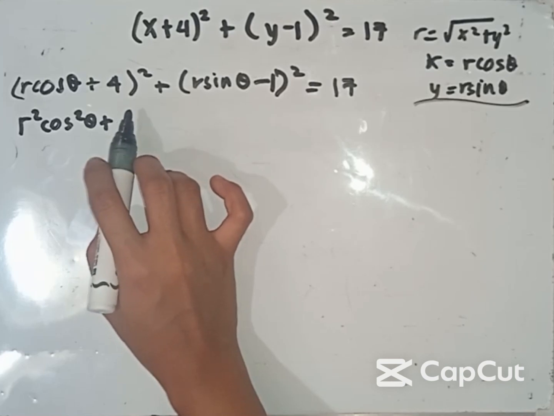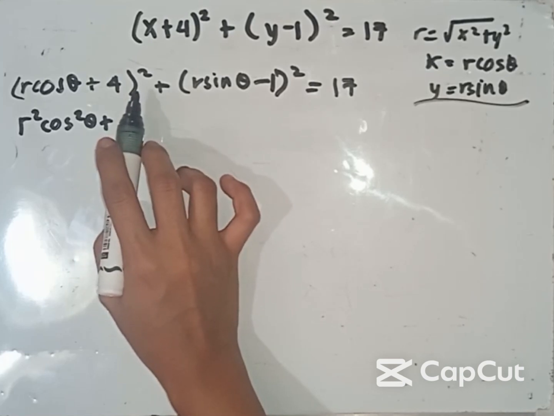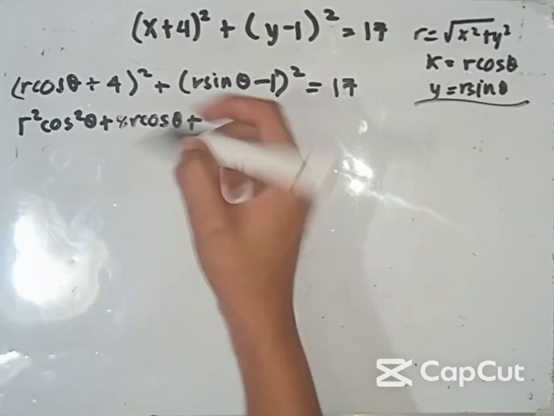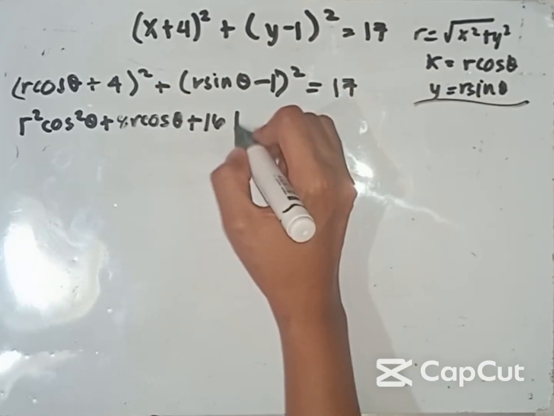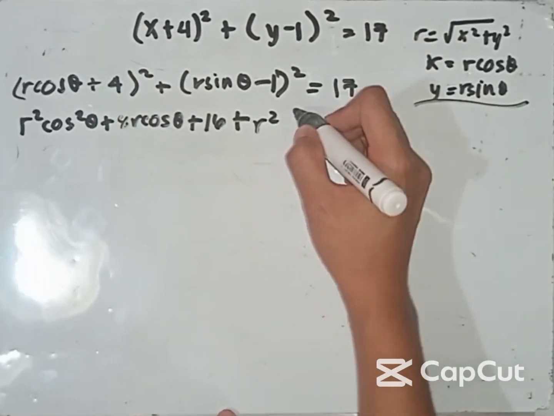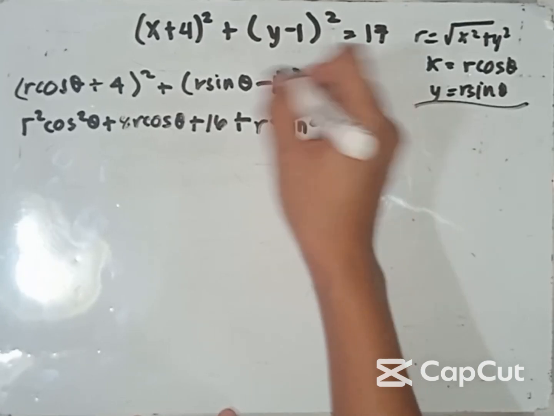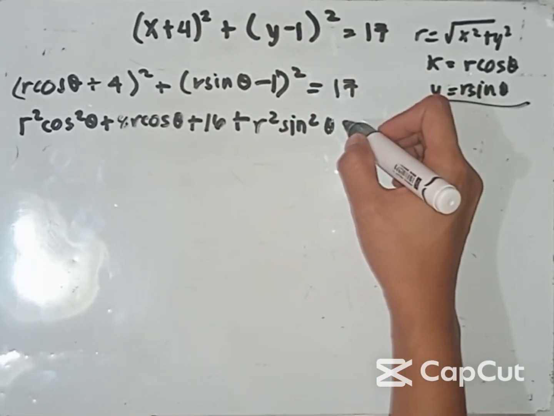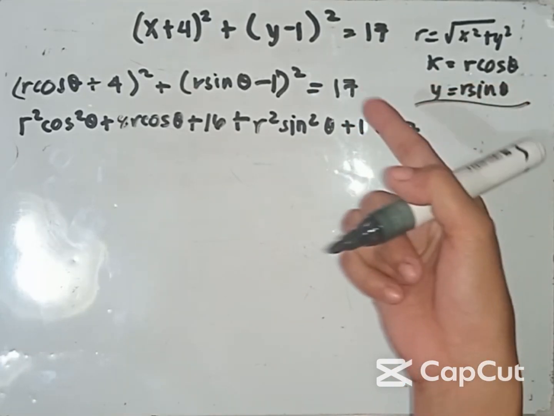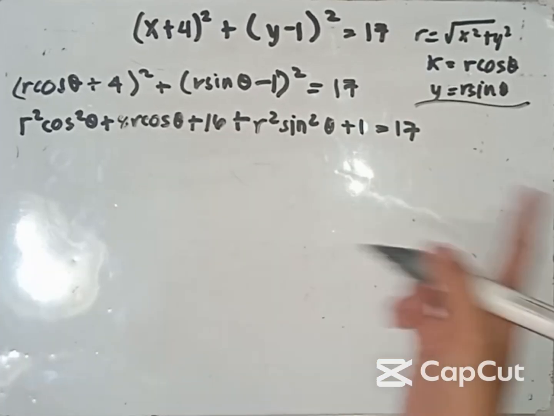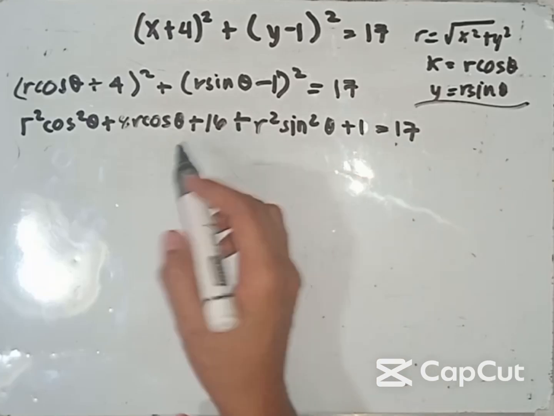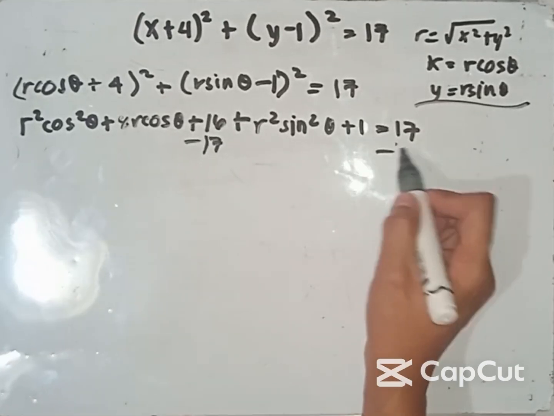Factors of 16. So 4 times 4 is 16. So this will give us 8r cosine theta plus 16 and r squared sine squared theta minus 1. Oh, it's plus 1 because it's squared already, is equal to 17. Next is to subtract both sides by 17.